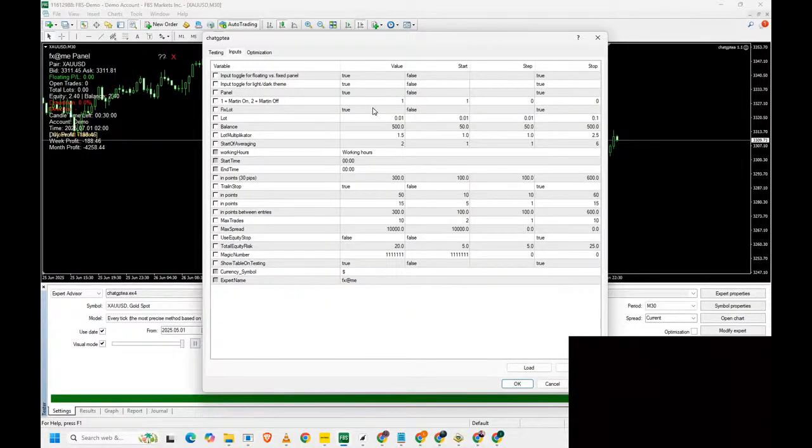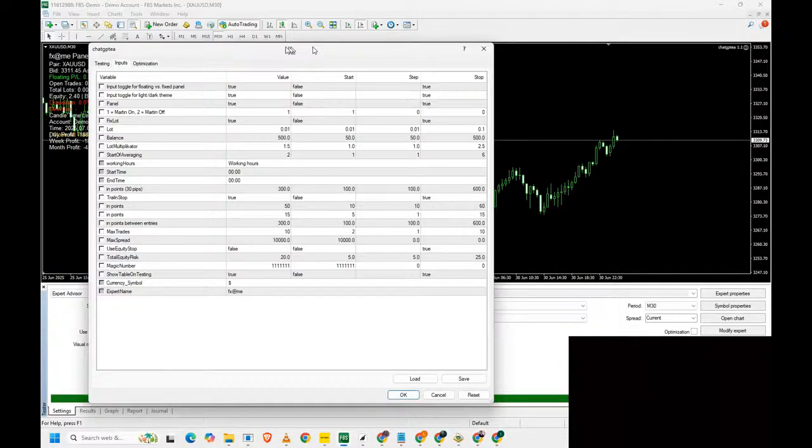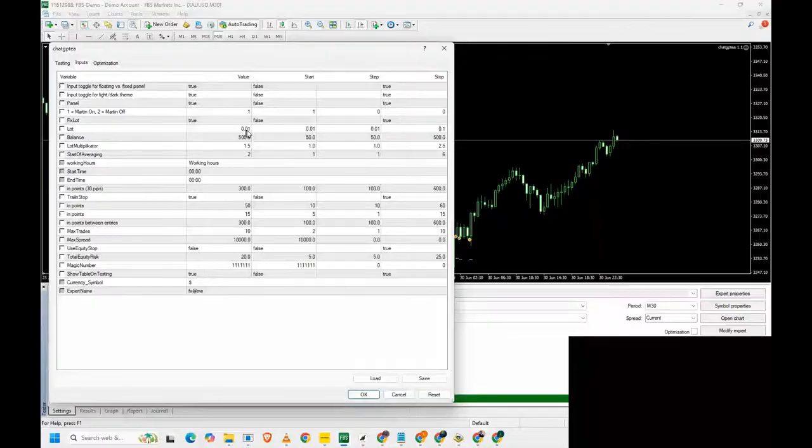A few things. I want the martingale on. I want the lot size to be 0.01 on a 1,000 account. So I don't want to make it maybe 0.05 or 0.02 or 0.03. I just want it to be at least 0.01 so you can be sure of what the bot can really perform.